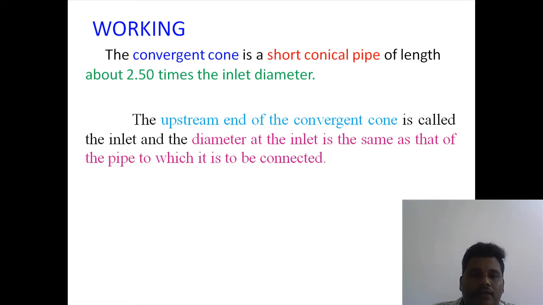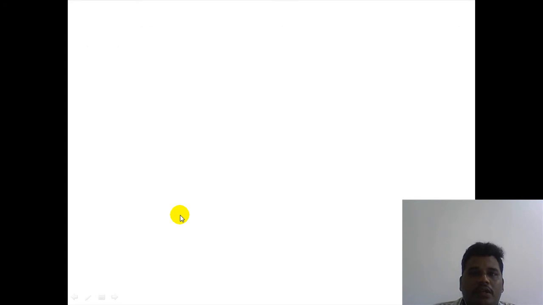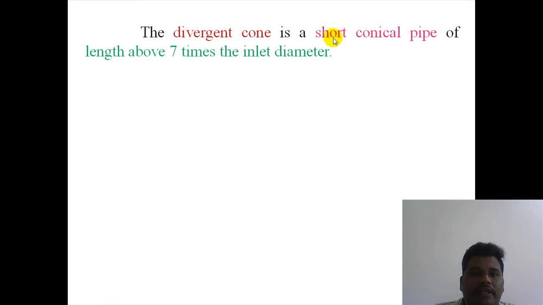The throat is a very small length of circular pipe, with diameter D2, and it is connected between the convergent and divergent cones. That is called the throat. The divergent cone is a short conical pipe, with a length of about 7 times the inlet diameter.